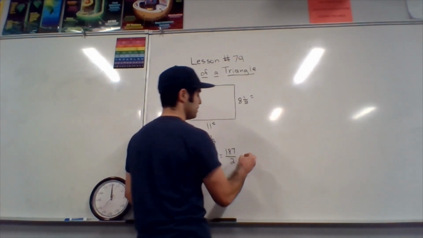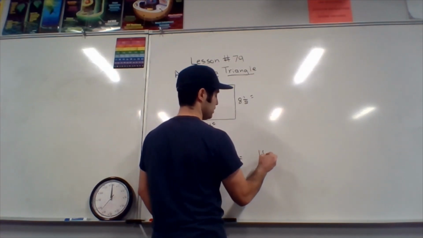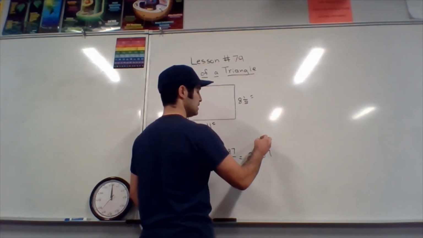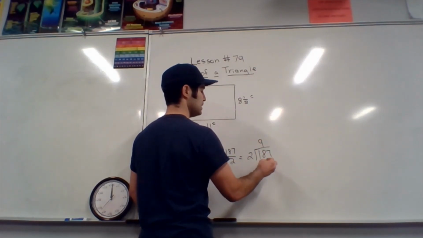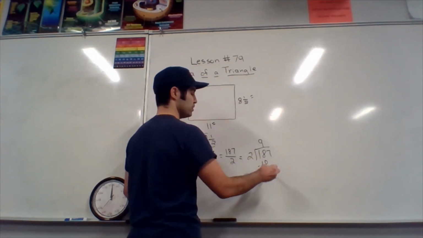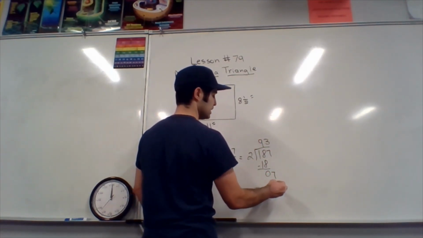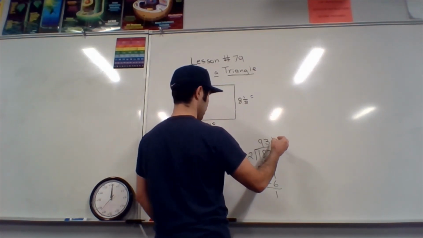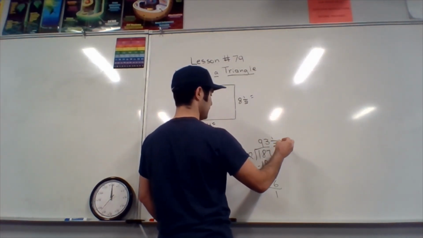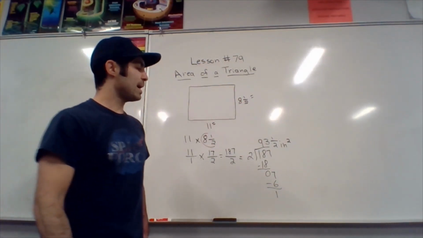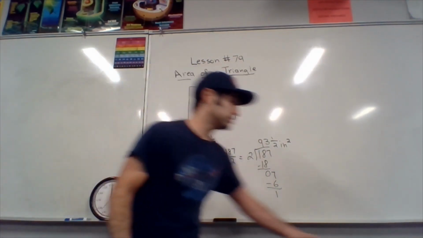Then you can do top divided by bottom. 187 divided by 2. 2 will go into 18 9 times. 9 times 2 is 18. Subtract. 0 left over, bring the 7 down. 2 will go into 7 3 times. 3 times 2 is 6. Subtract, 1 left over. So 93 1/2 inches squared. That's how many square inches you have on a sheet of paper.